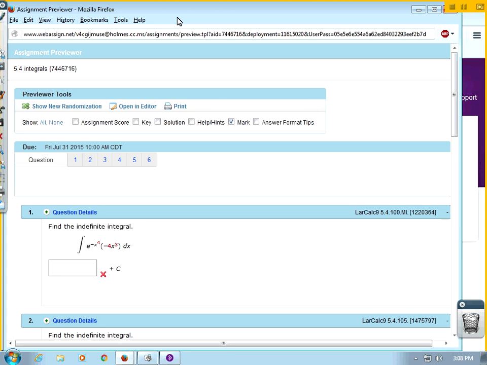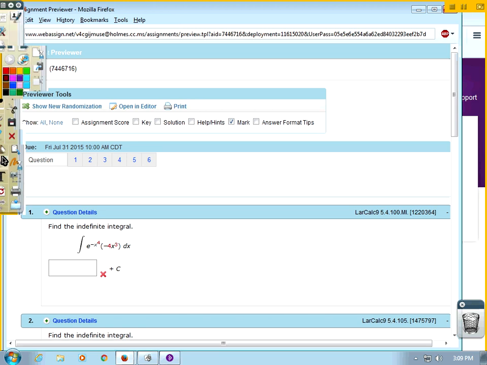Okay, students, we have section 5.4 in WebAssign. This is 5.4 integrals. These are dealing with the integral of e to the x, which is e to the x. Just like the derivative of e to the x is e to the x, the integral of e to the x is also e to the x. But the integral of e to the u is e to the u du, so you have to make sure you have your du and so forth. So we're going to be using u substitution for a lot of these.